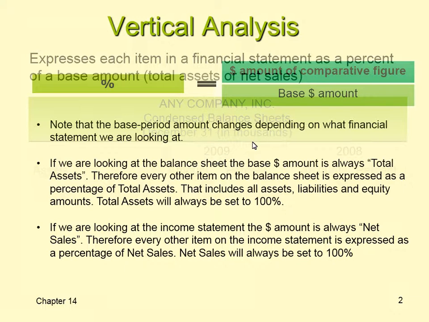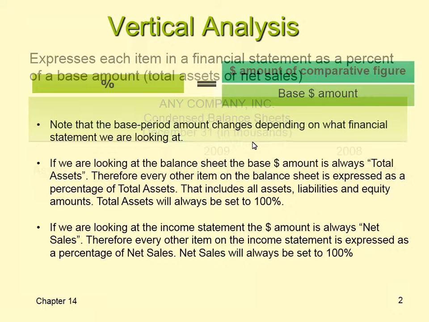So when I come over here to 2008, if I'm doing a comparative set of financials, I'm going to set my base, but in 2008, it's still going to be total assets. But in 2008, the total assets were only $4,837,600. So again, we set that to 100%, and then we express every other number in the 2008 column as a percentage of total assets.